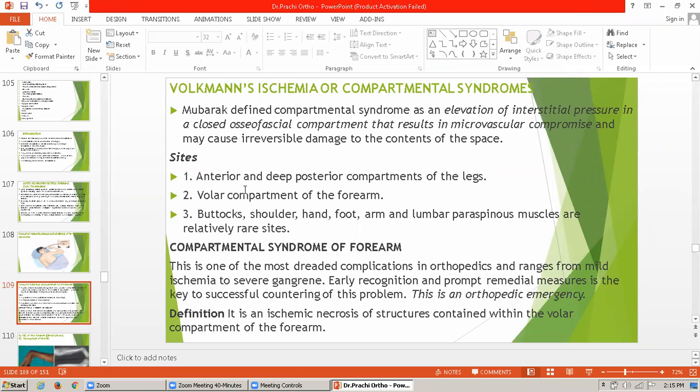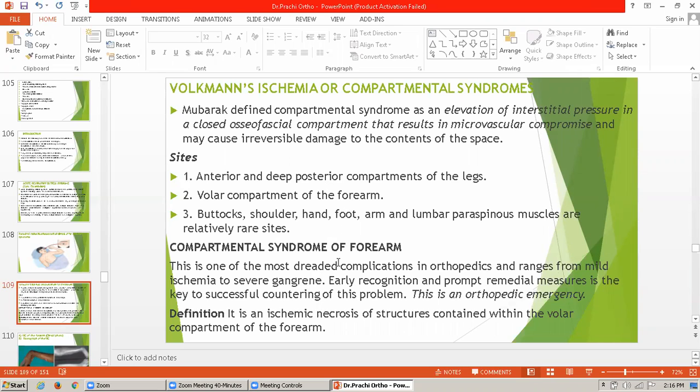The main sites are the anterior and posterior compartments of the leg, and the ulnar compartment of the forearm. The buttocks, shoulder, hand, foot, arm, and lumbar paraspinous muscles are relatively rare sites.